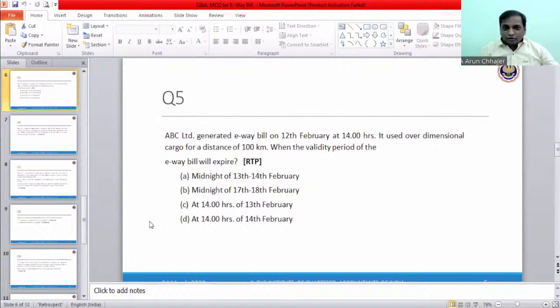What is the correct option? When will the e-way bill expire? A, B, C or D? ABC Limited generated the e-way bill on 12th Feb at 14 hours. It used ODC cargo for a distance of 100 km. When will the validity period of the e-way bill expire?